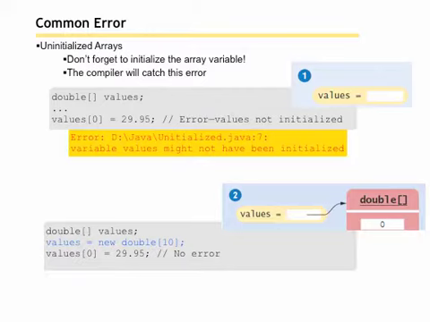It's also a common error to use uninitialized arrays, as in when we say double square bracket values. Note we don't have initializer list syntax in that example. We don't use the keyword new and tell it how many elements we have.